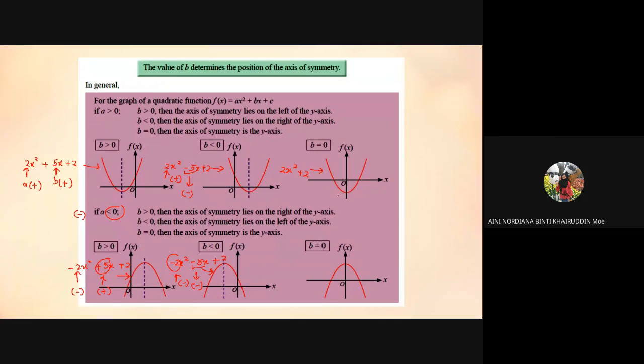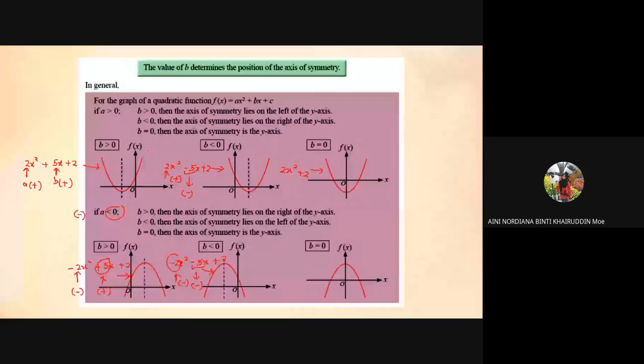B ni samalah dengan contoh ke atas. Cikgu nak kena hafal ke semua ni cikgu? Kena hafal lah. Kena hafal. Tapi kalau tak hafal pun tak apa sebab nanti you akan draw the graph. Bila you draw graph, kalau you lukis graph dengan betul lah, you automatically akan tahu axis of symmetry tu belah mana. To the right or to the left of the y-axis.